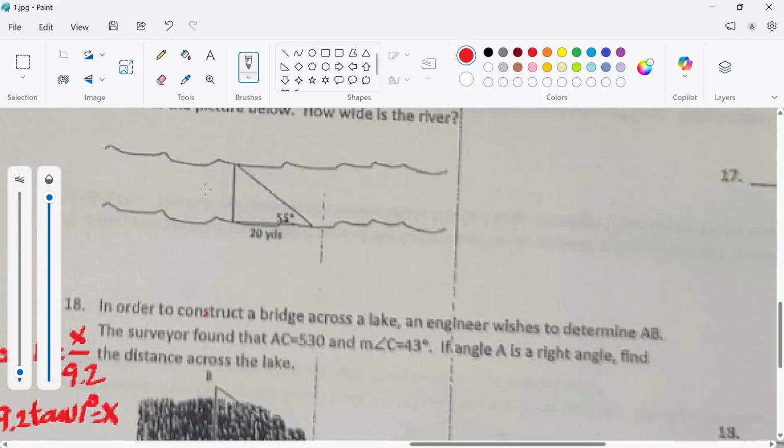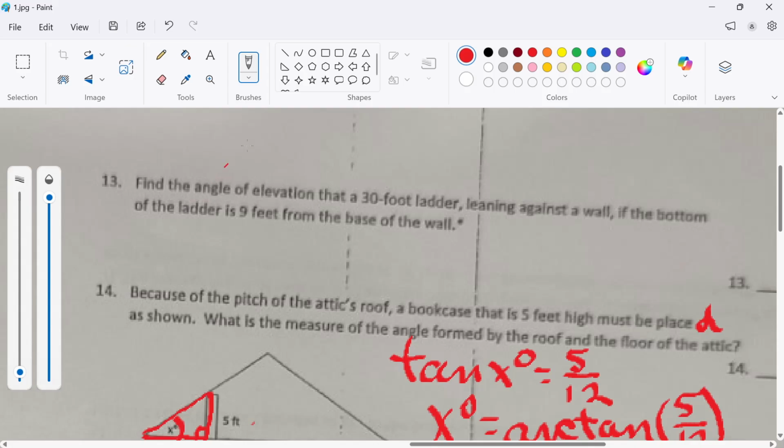All right, let me do one more where I have to find the angle. Find the angle of elevation of a 30-foot ladder leaning against a wall. Okay, here's the ladder, and here's the wall. This will be the ladder. And it's a 30-foot ladder. And here will be the angle of elevation from the horizontal. The wall makes a 90-degree angle.